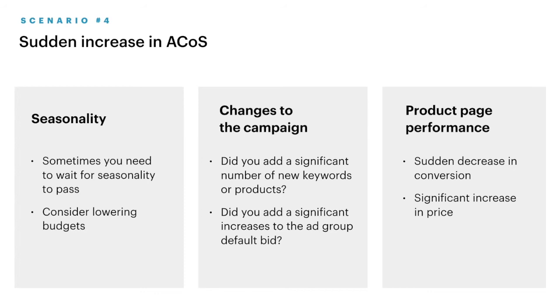So a couple of typical reasons that we see are seasonality, changes to campaigns, and product page performance. So typically with seasonality, we may see a spike maybe like a couple weeks before the holidays. People are clicking around, they're window shopping. Maybe that's not converting as efficiently as maybe on Prime Day, for example.